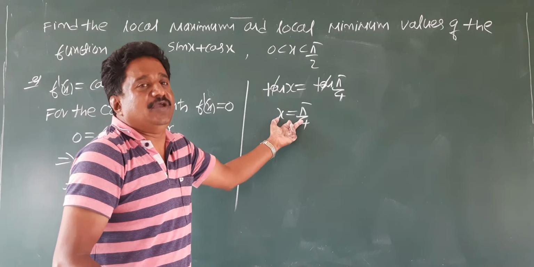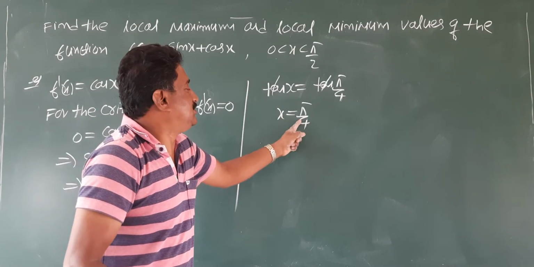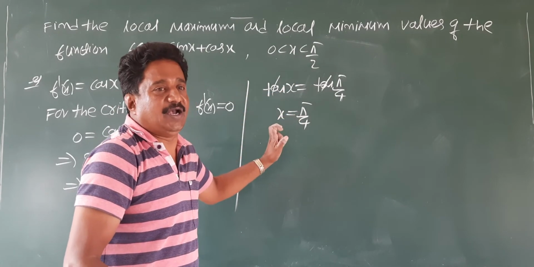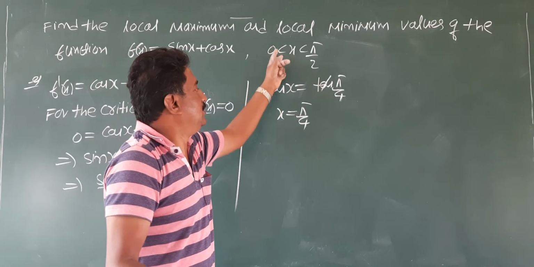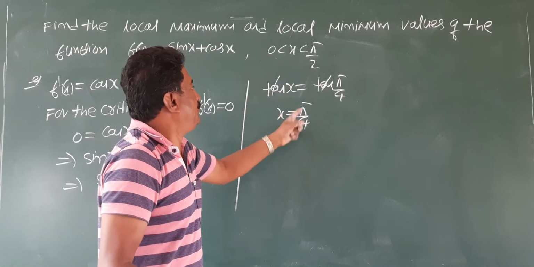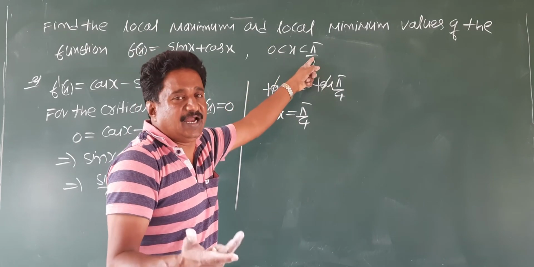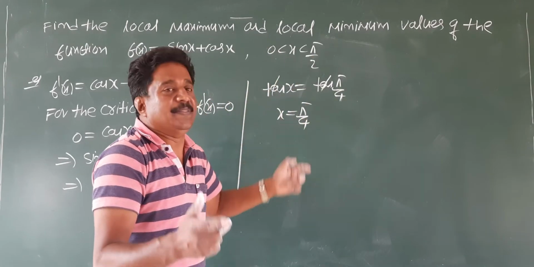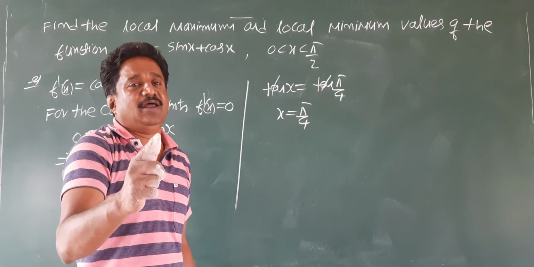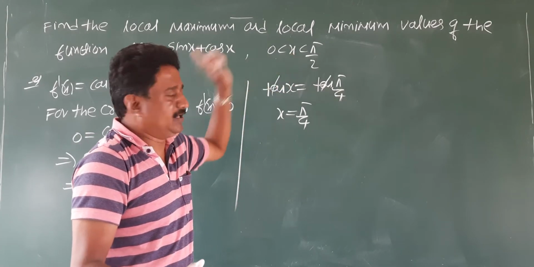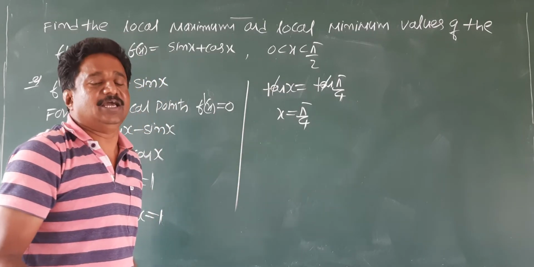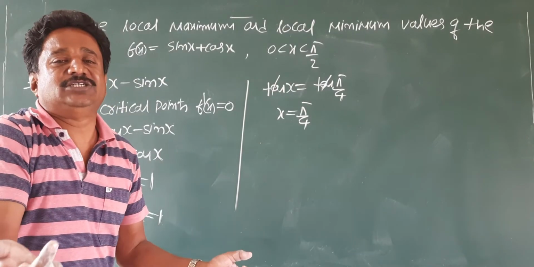This x value is enough because it is the x value from the first quadrant. 45 degree belongs to the first quadrant; 45 degree lies between 0 and 90. Here we are getting only one x value because x should belong to the first quadrant, right?